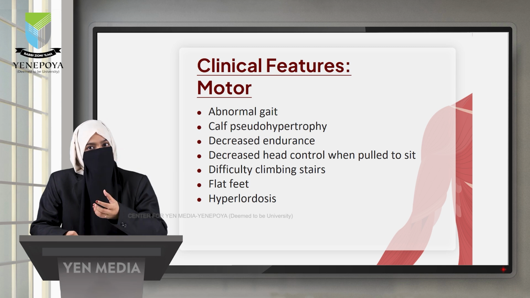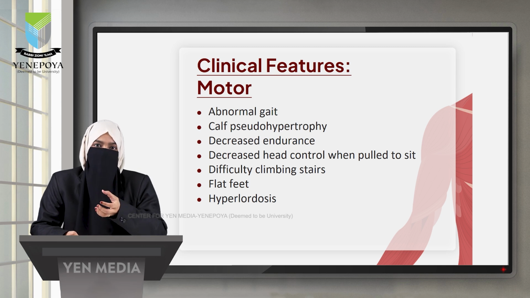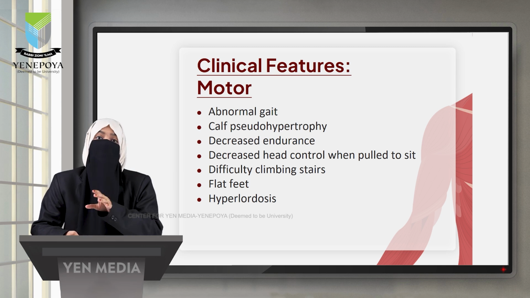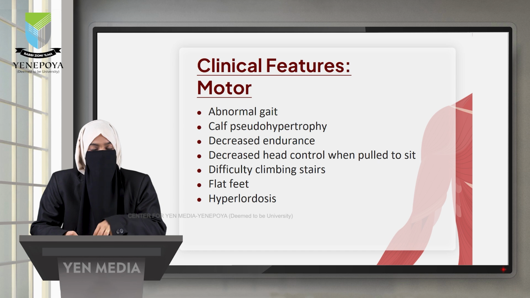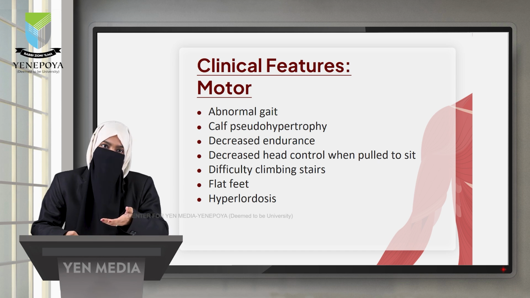Usually, whenever there is hypertrophy of muscle, the muscle bulk is increased. But here, it is a false hypertrophy. That means instead of muscle bulk, there is deposition of fat. That's why it is a false hypertrophy, calf pseudohypertrophy. There is decreased endurance. There is decreased head control when pulled to sit because of involvement of the neck muscles. There is difficulty in climbing stairs.